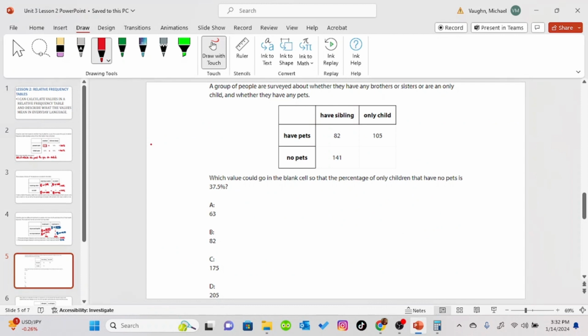A group of people surveyed about whether they have any brothers or sisters or are an only child and whether they have any pets. Which value could go in the blank cell so that the percentage of only children that have no pets is 37.5? So in this problem, we only care about the only child column.